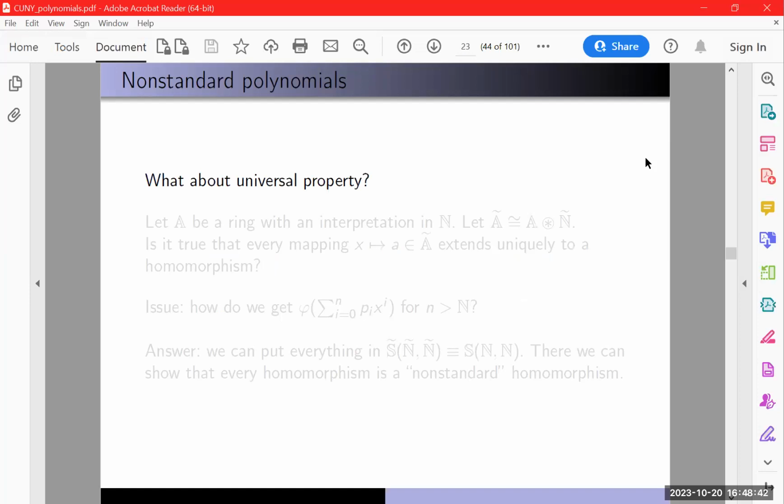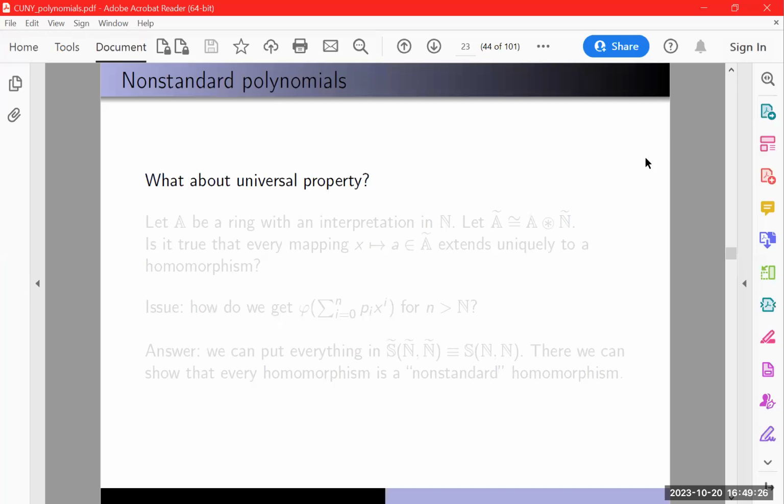One last thing that I want to say something about is the universal property. So the idea is that we want a statement that says, if you have some ring or some algebra over Z, and you take any mapping from X to a particular element of that algebra, this mapping can be extended to a homomorphism. So you want to say something like that. And the first question is, what is that class of algebras that we want to be looking at?